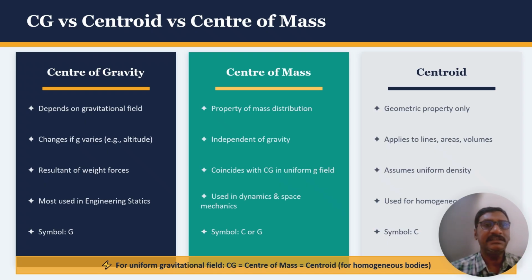And here is the key result that you will use in 90% of your engineering problems. For a homogeneous body in a uniform gravitational field, the center of gravity equals the center of mass, which equals the centroid; all are equal. So this is the working assumption in all engineering mechanics problems. So remember this distinction. It will save you from conceptual errors in both the theory and numerical problems.